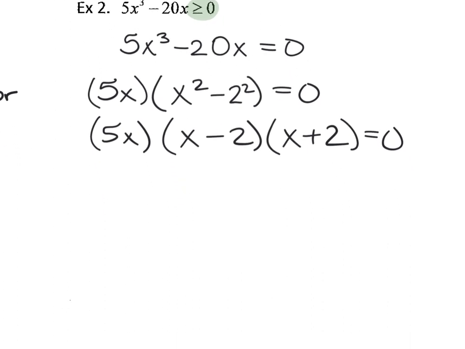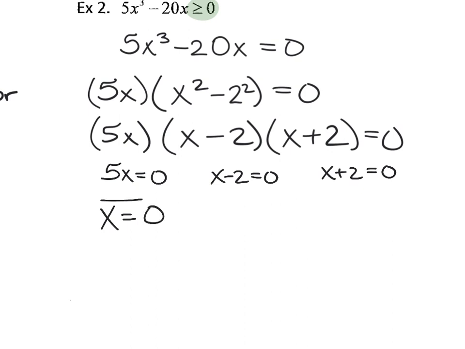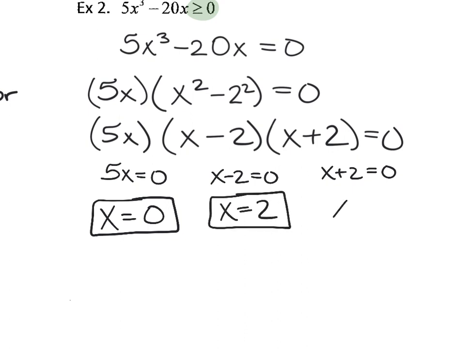We should be able to just find my critical numbers very quickly. We find them by setting each individual factor equal to 0 and solving. So what's my first critical number? 5 times what is 0? 0. Okay, there's one critical number. What's the next critical number? 2. And what's the next one? Negative 2.